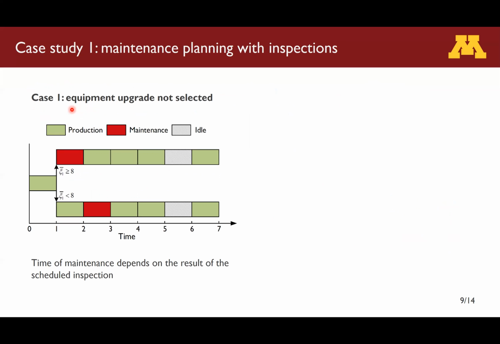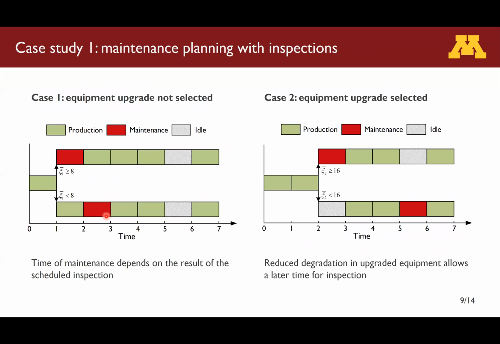And then just to give some physical insight here, if we compare these 2 cases, we see that in case 1, no equipment upgrade is selected. And so inspection has to occur relatively early. And then depending on the result of inspection, we either have to perform maintenance right away, or we can wait until a later point. In the second case, we do invest in equipment upgrade, and that allows us to perform inspection at a later point.